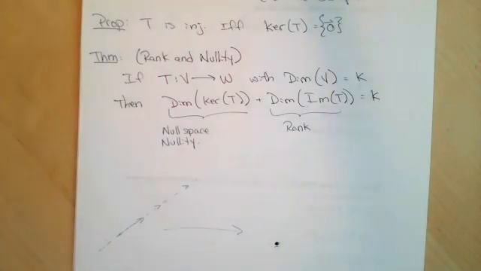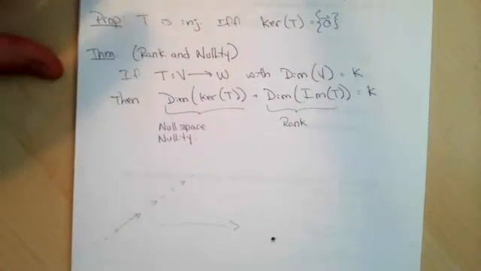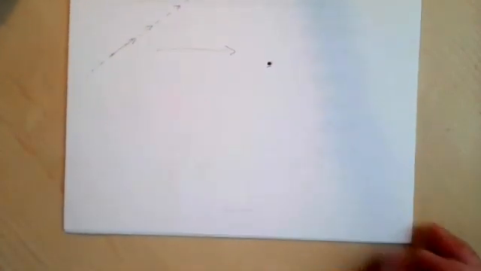So again, I wish we were in person so I could see you guys and maybe draw some pictures a little bit better. That's the idea behind all of these: the kernel, the image, rank and nullity, injective, surjective. Let's try to see some examples and just work through a lot of this now.